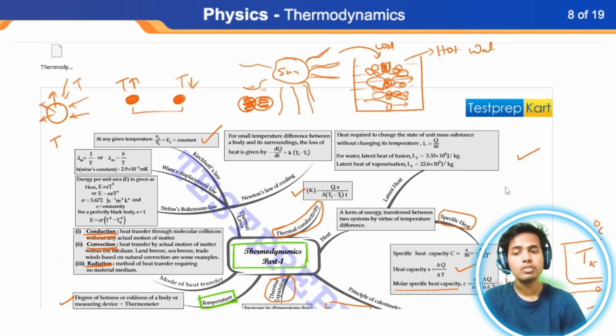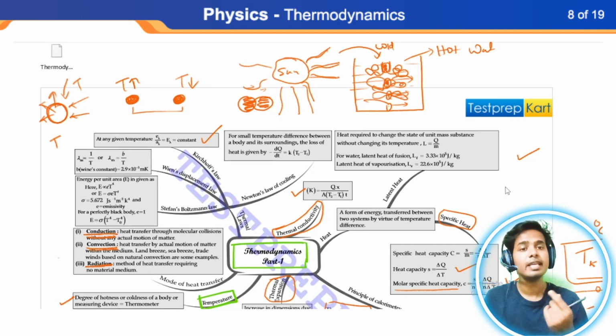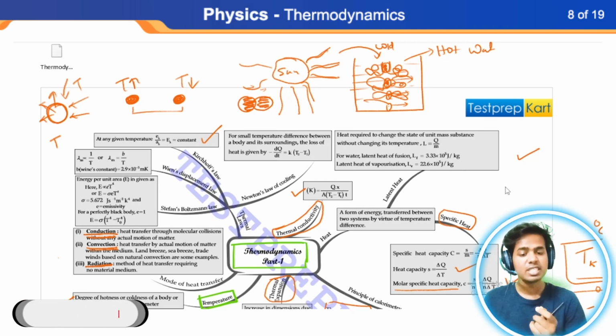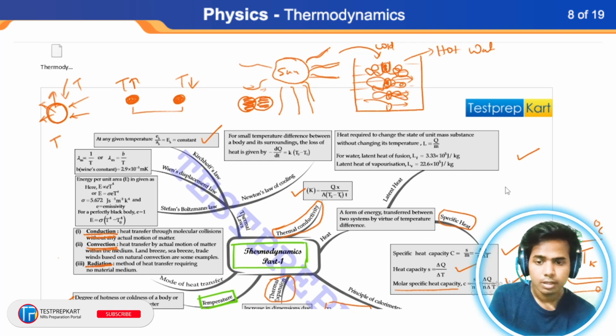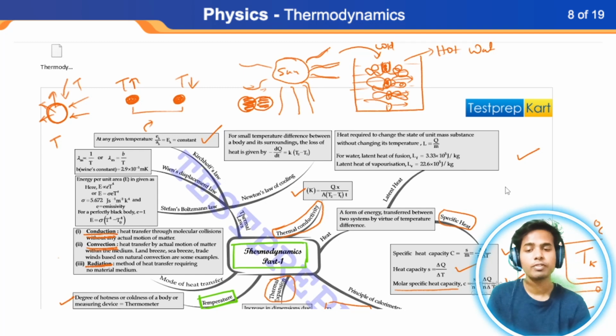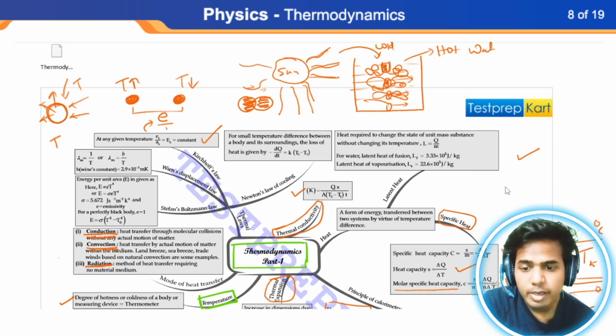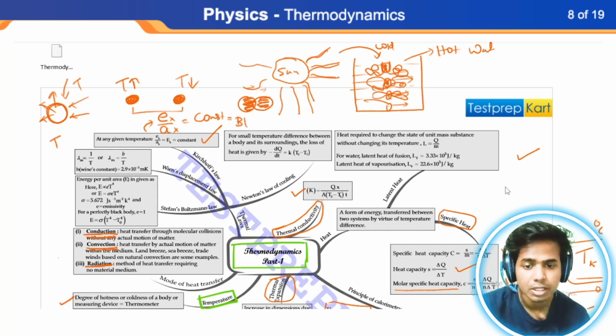And the property with which, or the rate at which, the heat is being absorbed or released is measured in terms of emissivity or absorptivity. What Kirchhoff's law says is, for any particle or any type of atom or any matter, the emissivity divided by absorptivity is equal to a constant, and it is the same for black body radiation.